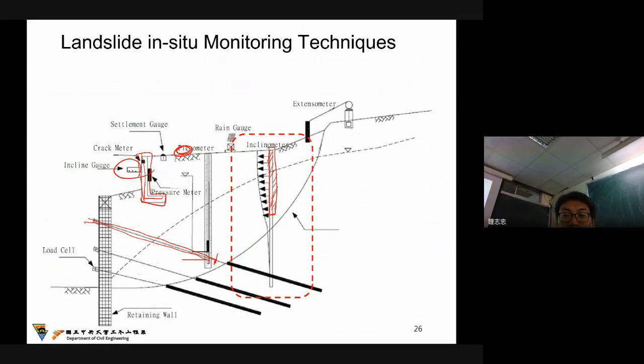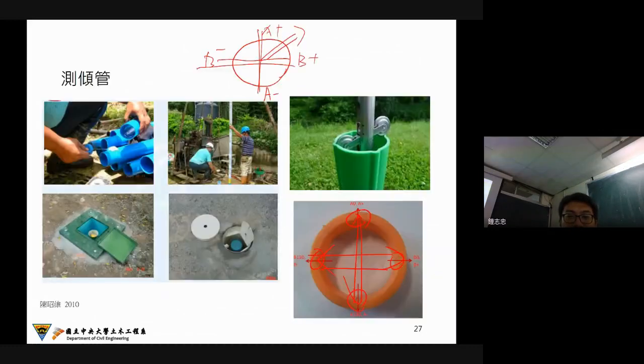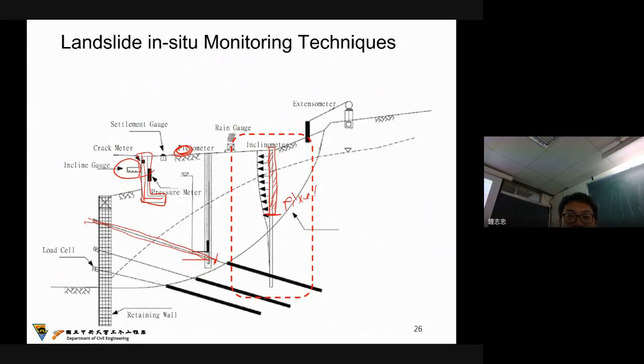Because in the previous one, I said we need to calculate the total displacement, right? If the base moves, the angle will be wrong, so the base needs to stay still. We need a fixed point at the end, because if this is fixed, then we can calculate the absolute horizontal displacement. But if this is not fixed, you assume that it is fixed, but it is still within the moving zone, so there is no reference to calculate the displacement.